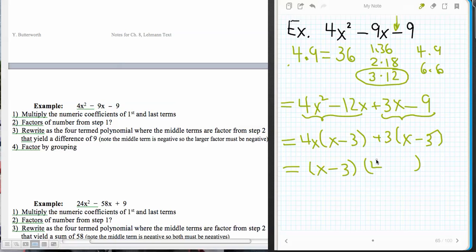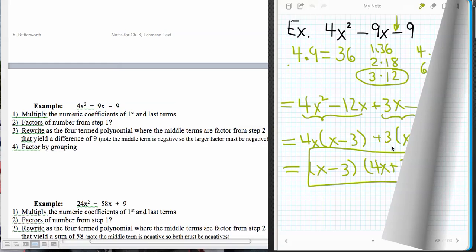Out of the first term, I have a 4x, and then plus, out of my second term, I'm left with a 3. And then I can check to make sure that that's correct. 4x squared is my first term, outside is 3x, inside is negative 12x, negative 9x, and negative times a positive is a negative 3. All right, moving on to my next one.